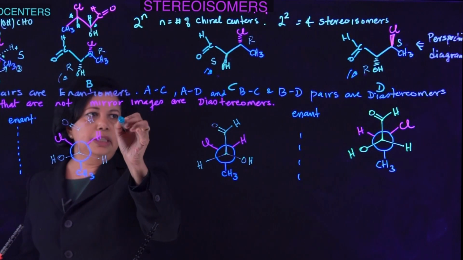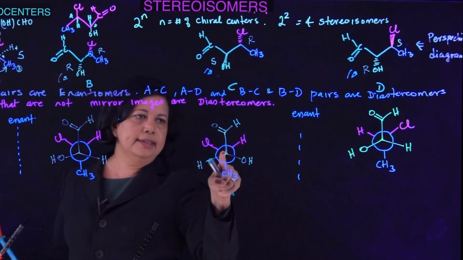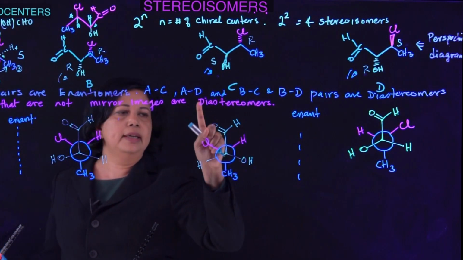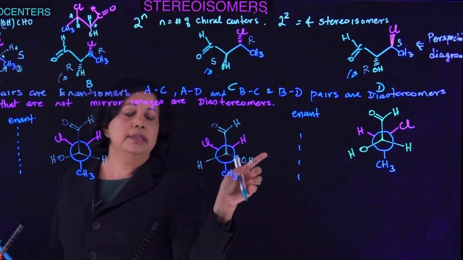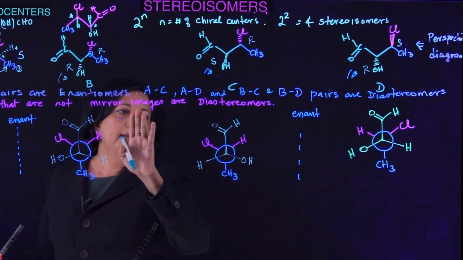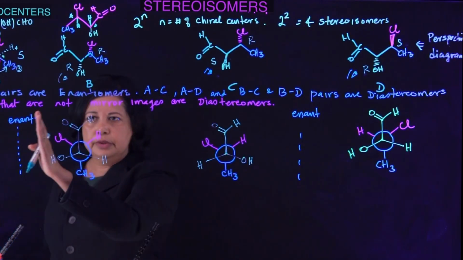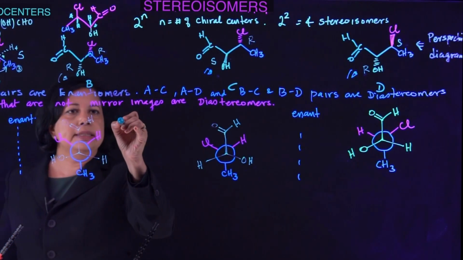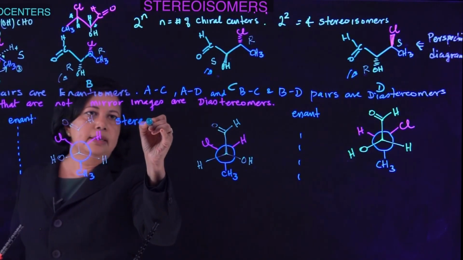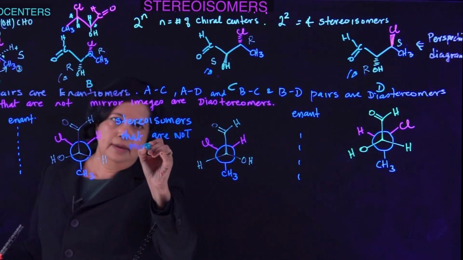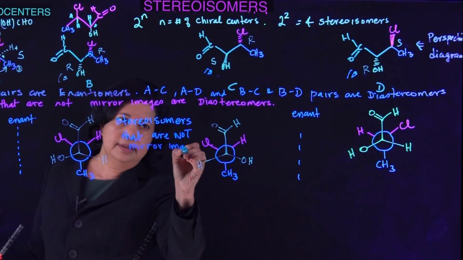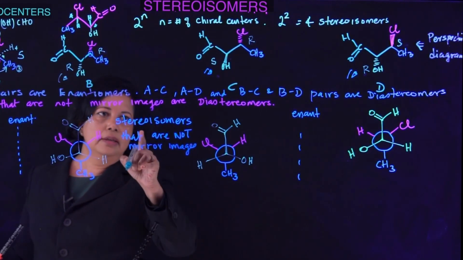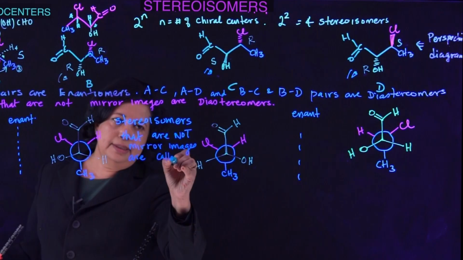Therefore, these are stereoisomers because they have the exact same molecular formula, connectivity, everything's the same, the spatial orientation's different. And they are not opposite. If they were opposite, you'd call them enantiomers. But because you have stereoisomers that are not mirror images, they are called diastereomers.